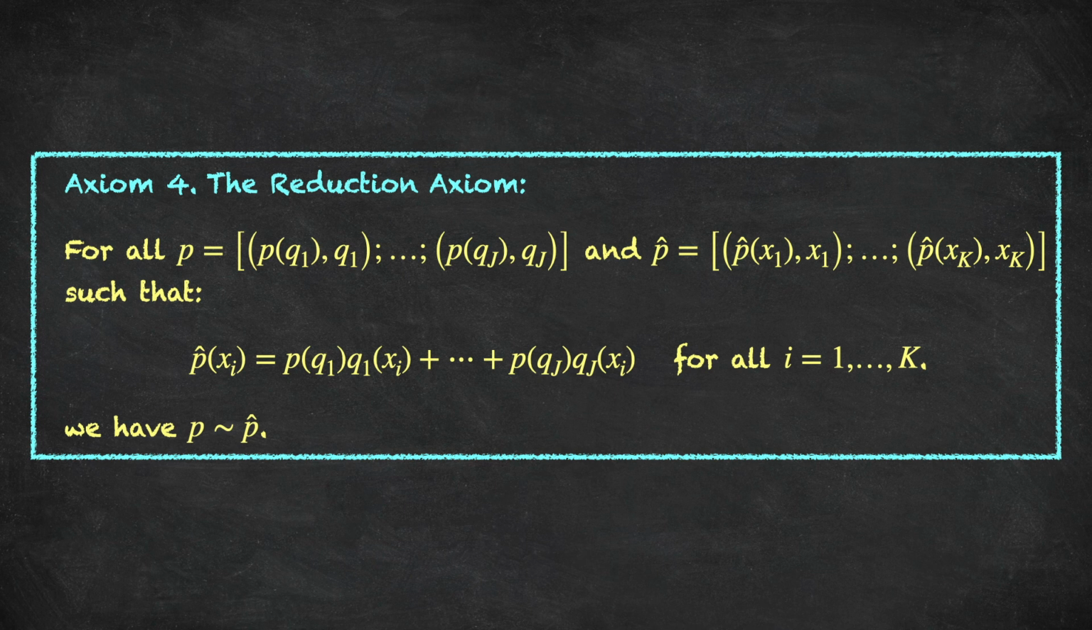So if I look at the compound lottery P, I can ask, what is the probability that I receive outcome Xi? And we did this in an earlier video. We do this reduction exercise where we say, with some probability P of Q1, I get lottery Q1, and so I multiply. If I get Q1, the probability is Q1 of Xi that I get outcome Xi. So that's one way in which I can receive outcome Xi when lottery Q1 happens.